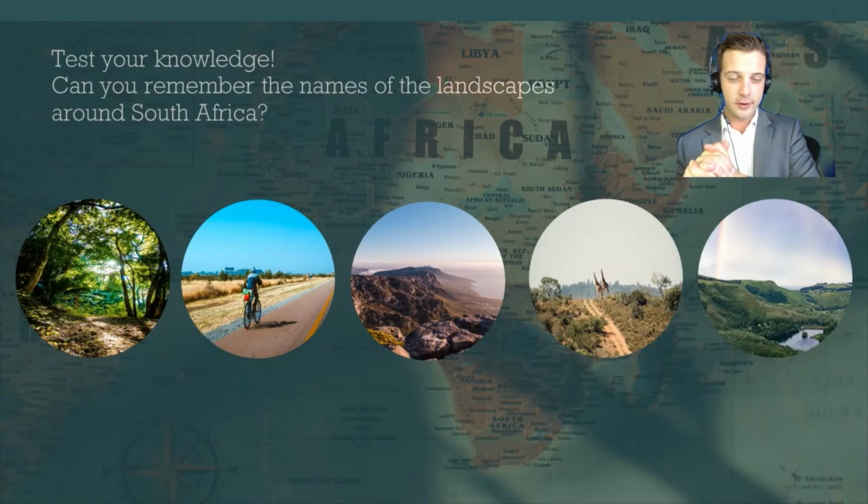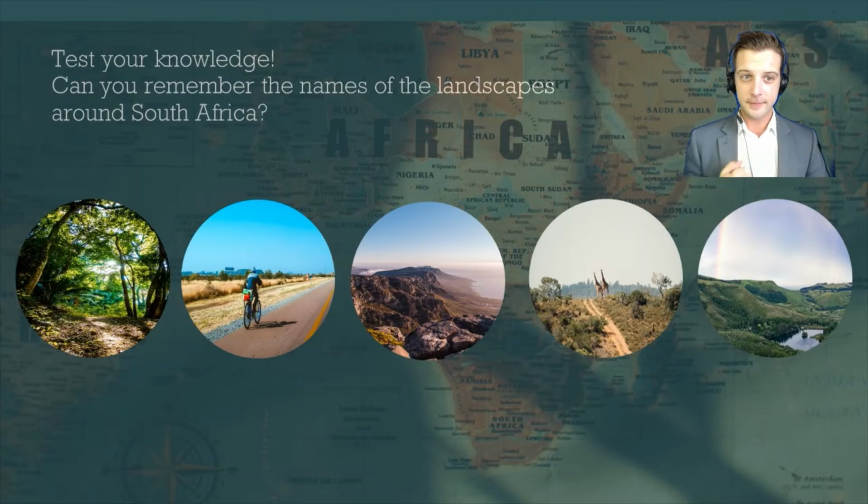The first picture to the left is a forest. The second picture, plateau. The third picture, mountains. The fourth picture, bushveld. And the picture beneath me, grassland.